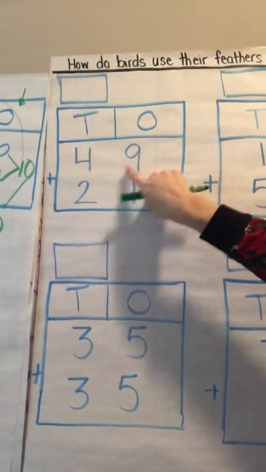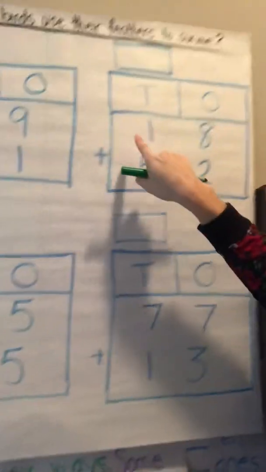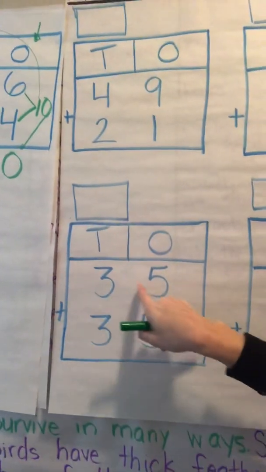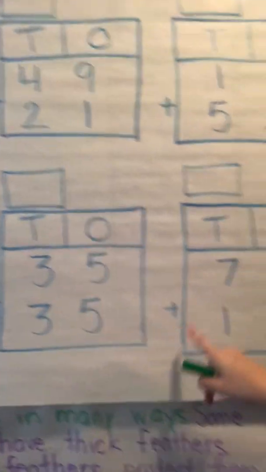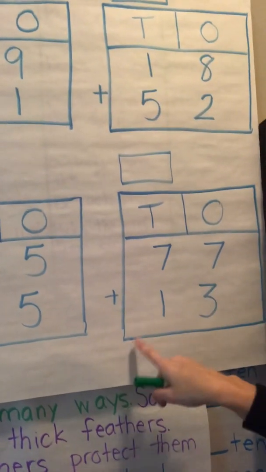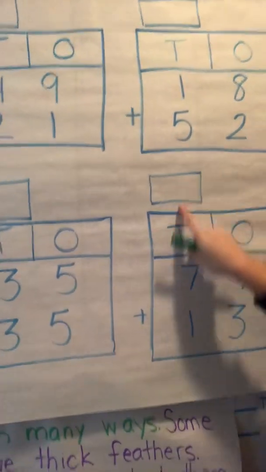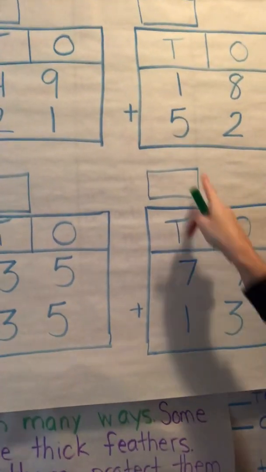So you're going to try some on your own at home. I want you to try to add 49 plus 21, 18 plus 52, 35 plus 35, and 77 plus 13. And again, don't forget this extra box above the tens so you can do your carrying.